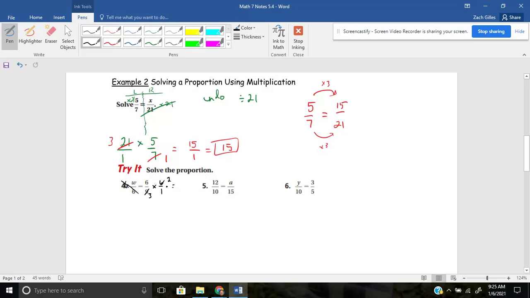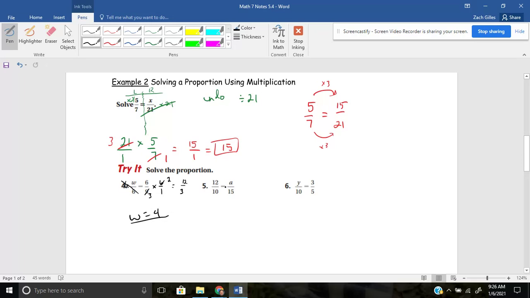That would give me 6 times 2, which is 12, over 3 times 1, which is 3. And 12 divided by 3 should give you 4. Okay, so W is equal to 4.